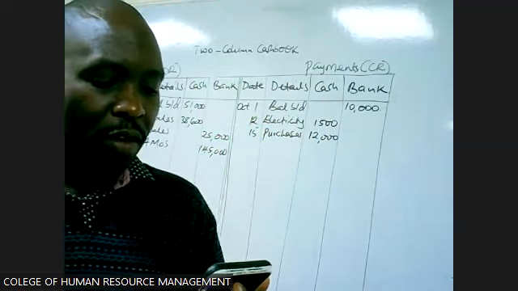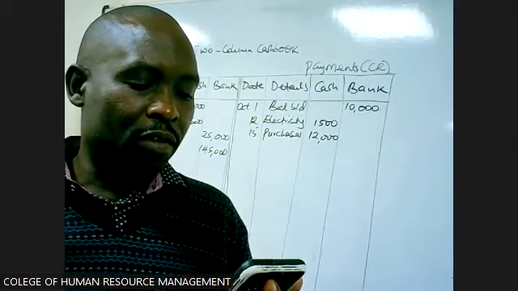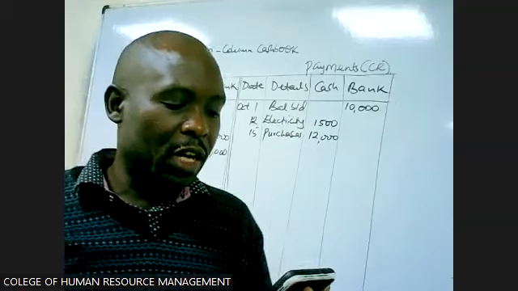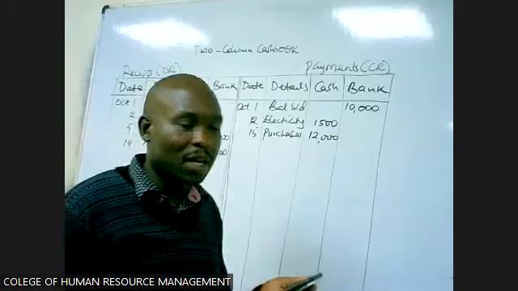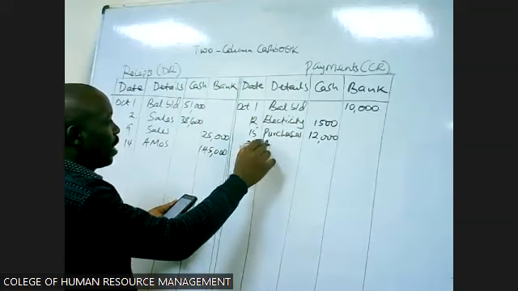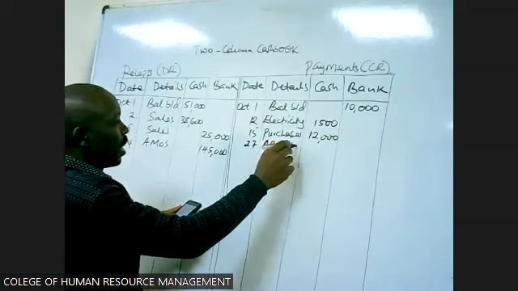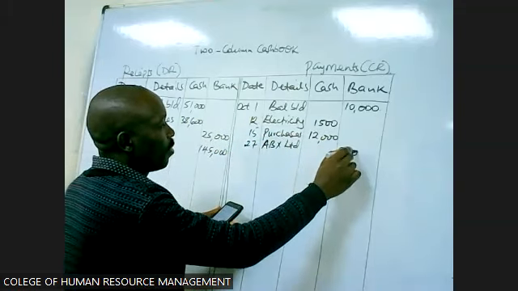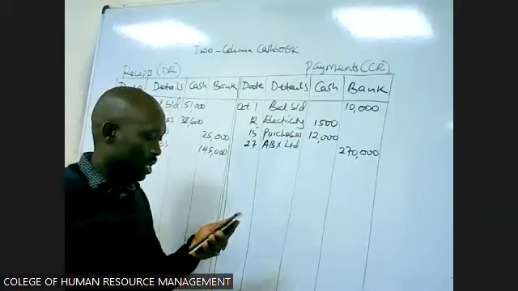On the 27th, settled ABX Limited account of 270,000 by check. So that is a payment. We paid ABX. So you write here on the 27th, we paid ABX Limited. How much? 270,000 by check. So it is a bank payment.